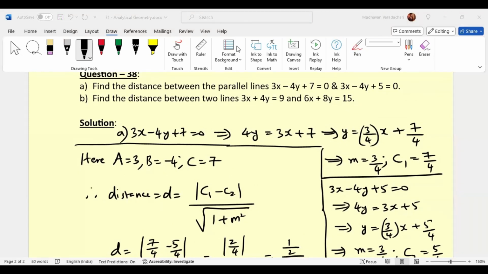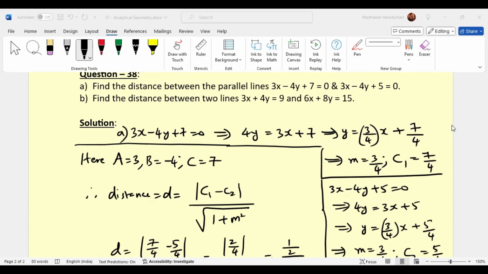In part B, they haven't specified whether they are parallel lines or not. First, we need to check that. Means 3x plus 4y, 6x plus 8y. If you notice, in the first equation, if I multiply both sides by 2, this 3 will become 6, this 4 will become 8, and the right-hand side becomes 18, which means 6x plus 8y equal to 18. Then we may notice the coefficients of x and y after multiplying by 2 will be the same as coefficients of x and y here. Both are 6 and 8, which means these two are parallel lines only.